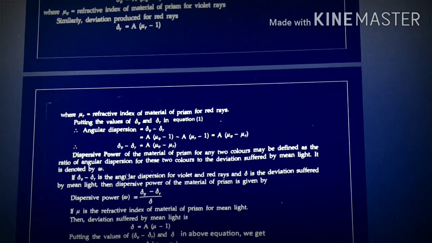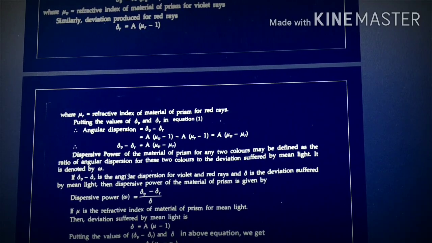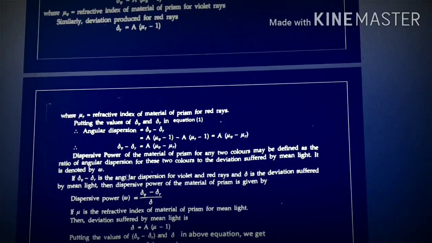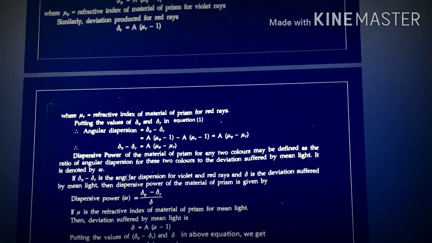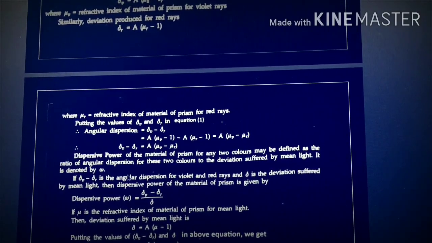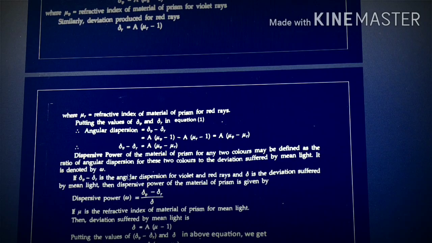Now the next one is the dispersive power. It is also defined between any two colors as the ratio of angular dispersion for these two colors to the deviation suffered by mean light. If we consider the violet light and red light, then the angular dispersion is delta v minus delta r, and the angular deviation is delta. So dispersive power omega equals (delta v minus delta r) by delta.